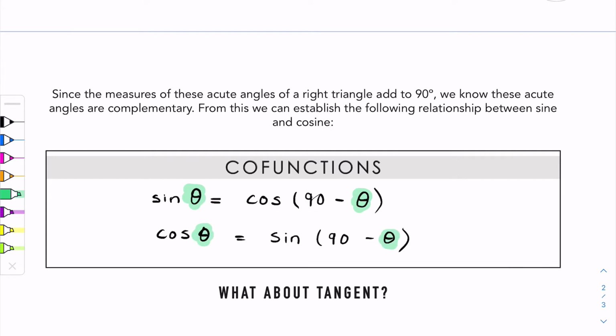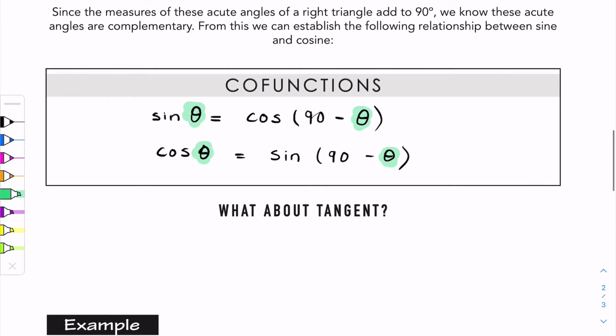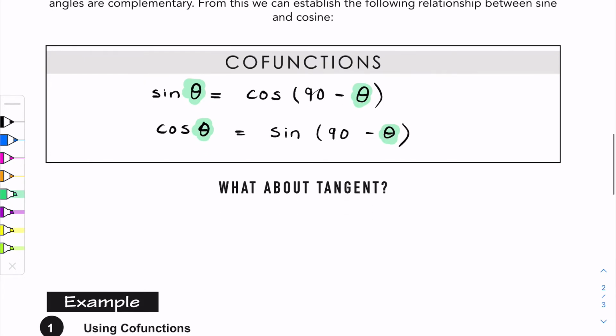So if you have a sine value of a certain angle, it's equal to the cosine value of its complementary angle. If you have a cosine value, then the sine value is the same for its complementary angle. We're not going to be dealing too much with tangent, but right here it says, what about tangent? So the tangent of angle A is the reciprocal of the tangent of angle B. And I'll just make that as a quick note.